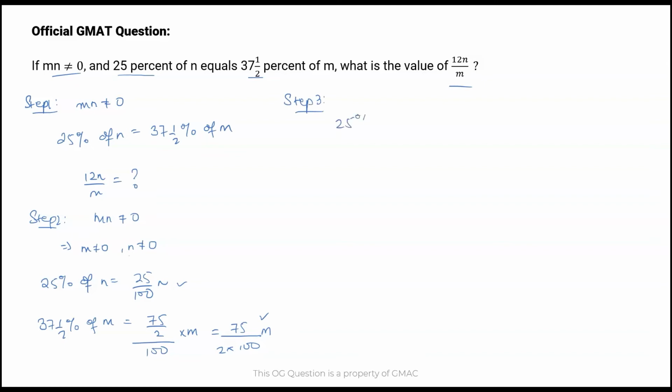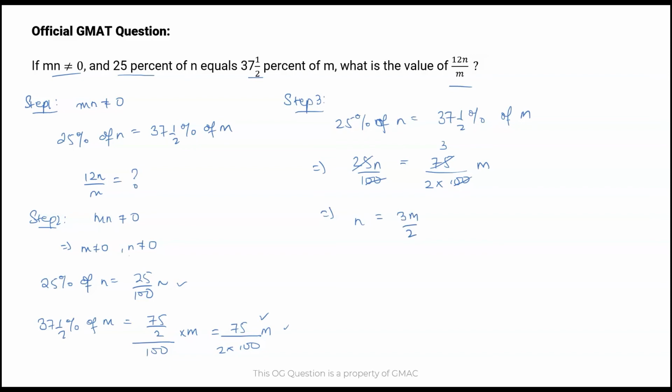Now 25% of n equals 37.5% of m. Using the equation from step 2, 25% of n can be written as 25n by 100, and 37.5% of m can be written as 75 by 2 into 100 into m. Now 25 cancels 75 3 times and 100 gets cancelled from both sides. The equation is reduced to n is equal to 3m by 2.